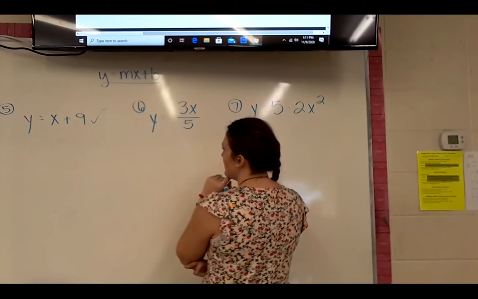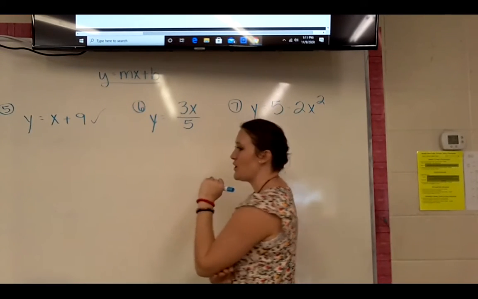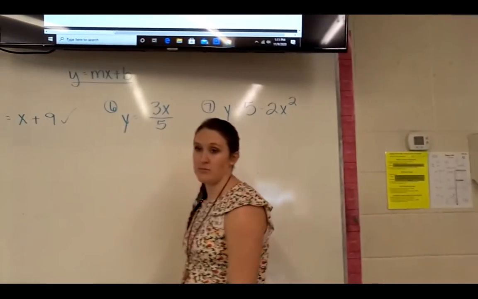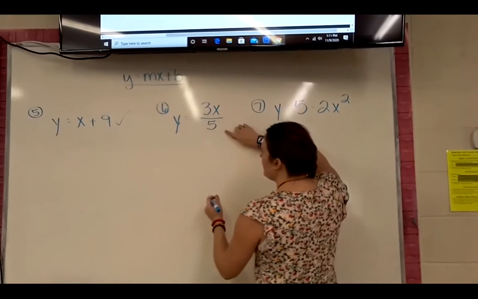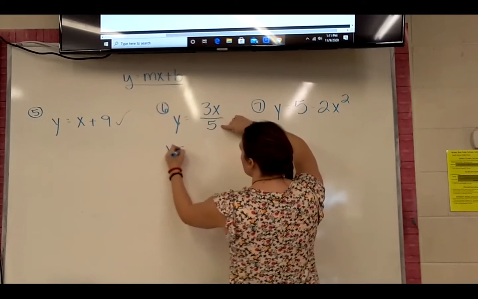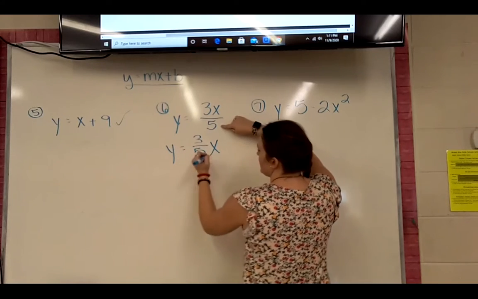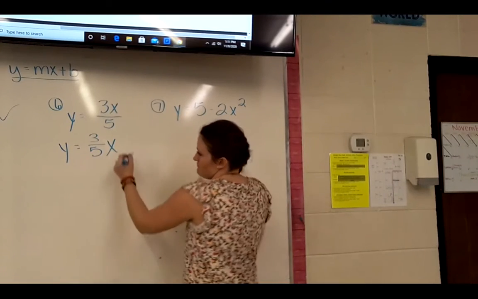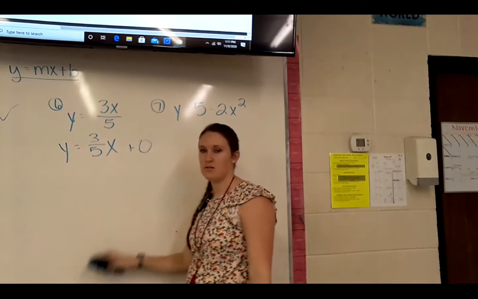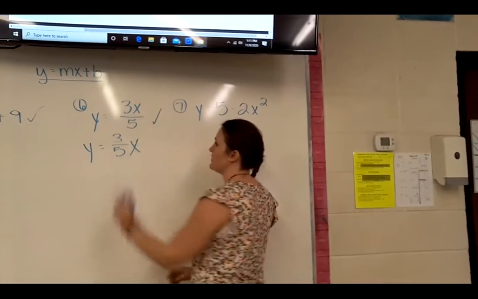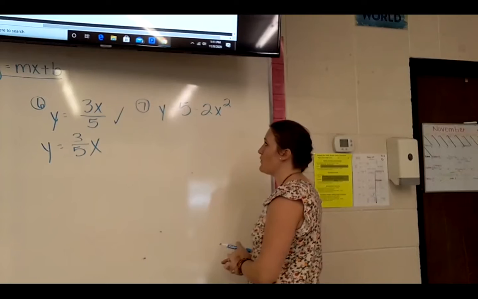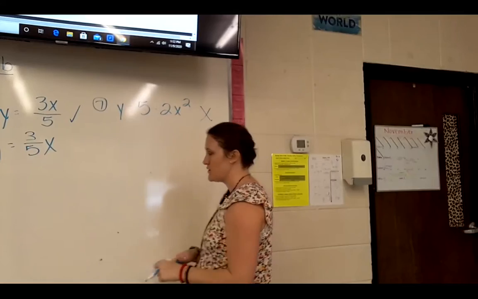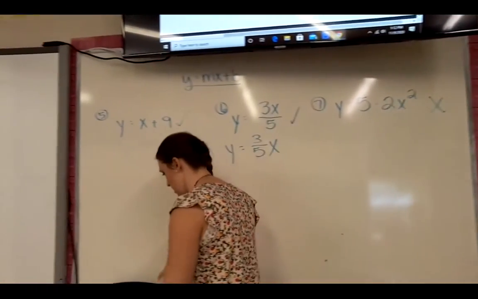Okay, on 6. They kind of tried to trick you with this one. X is on top, it's not on bottom, correct? So that is the same thing, 3 times x over 5, as saying 3 over 5 times x. This is linear because that's mx plus b, where b could be 0. Okay, so that one is linear. And then on 7, y equals 5 minus 2x squared. There's an exponent, so no. So 5 and 6 were linear, 7 was non-linear.